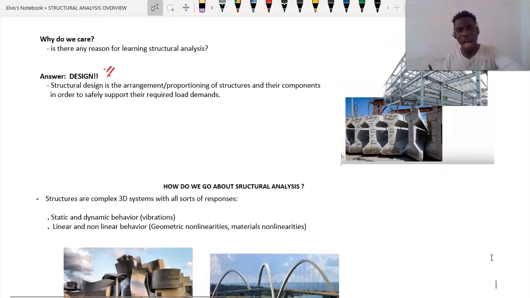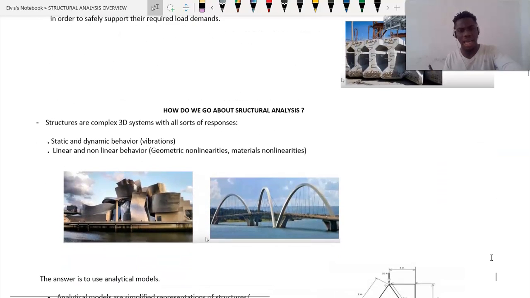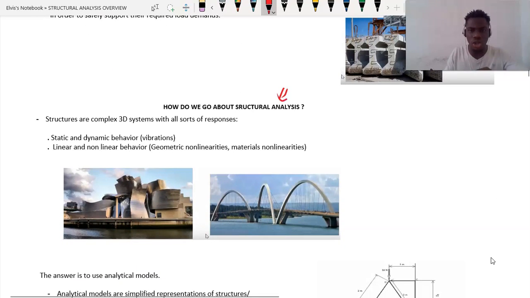Now, how do we go about structural analysis? This is what you need to know. Structures are very, very complex. If you take a look at this structure on the right or this structure on the left, as you can see, this is a very complex structure, and it has all sorts of responses.